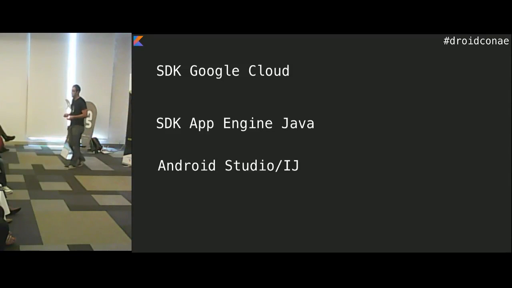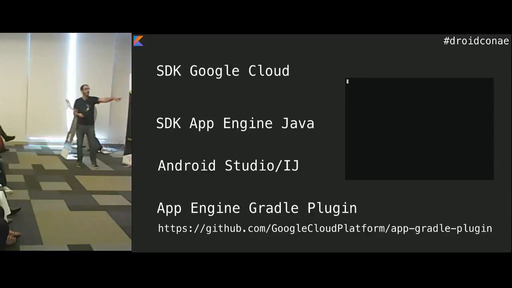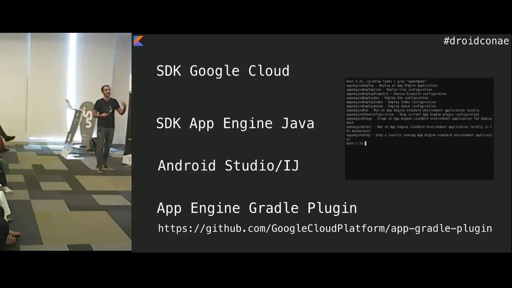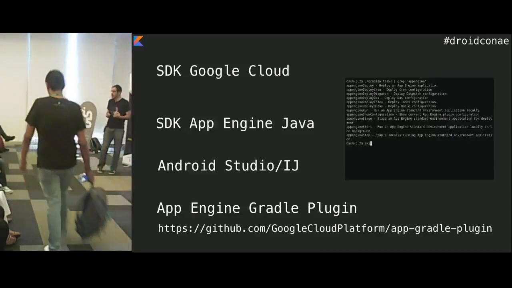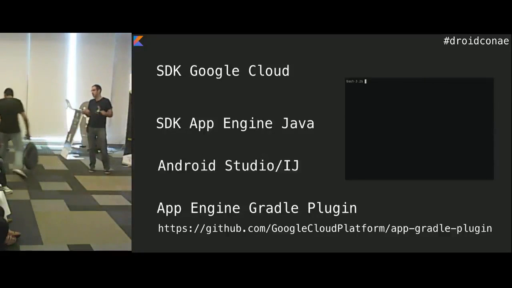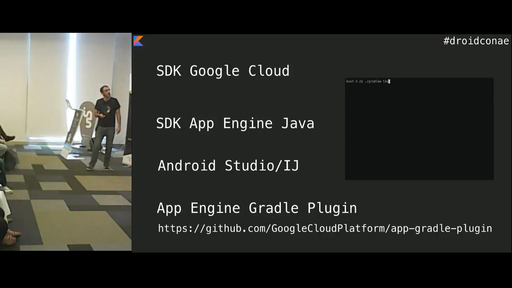We need Android Studio or IntelliJ, not Eclipse, right? Because in our times we were working with Eclipse with App Engine, and it was a little bit tedious. And finally, the App Engine Gradle plugin. That's something very convenient, right? Because at the end, you want to deploy a server, start a server, debug a server, and this plugin gives us a Gradle task to do these things without any problem.